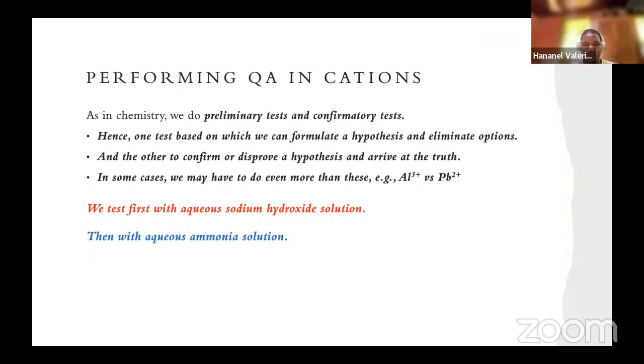So the first test we do is with sodium hydroxide, NaOH, and then the next one with aqueous ammonia. So essentially what happens is that sodium hydroxide would react with these metal cations to form salts, and then ammonia now would either cause these salts to precipitate or cause these salts to disappear, depending on whether they're soluble or insoluble.